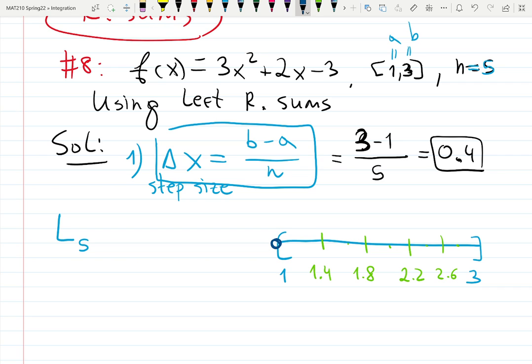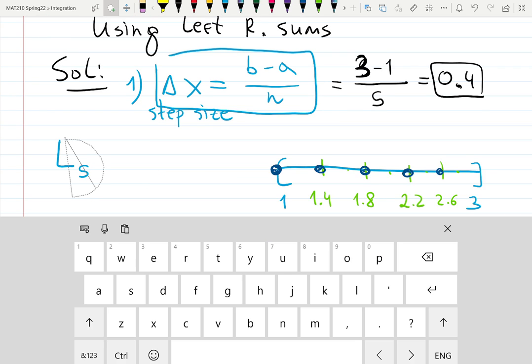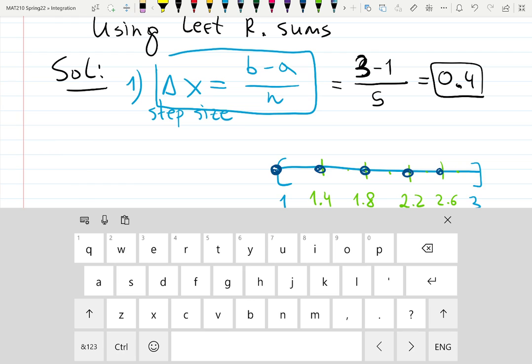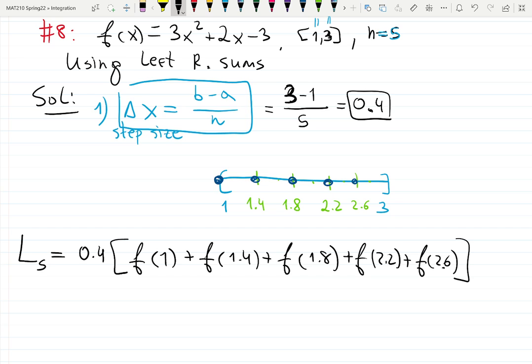For the right sum, I skip the first one and use all the right ones. So for the left sum, check this out. Factor out, you always do it for both sums. L sub 5 is 0.4 times brackets: f at 1 plus f at 1.4 plus f at 1.8 plus f at 2.2 plus f at 2.6, and you skip f of 3. Those should be 5 terms because we have n equals 5.